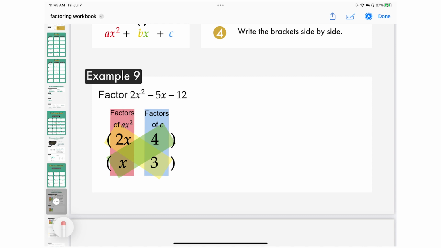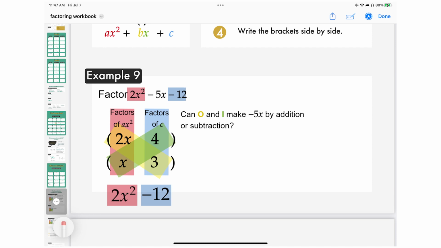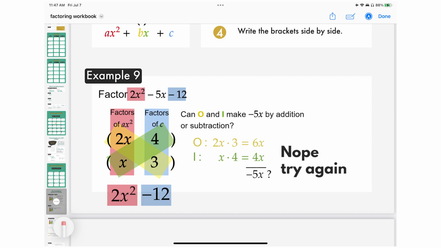So now we see that the F part of FOIL is working out, and so is the L. So what about the O and I? If we multiply the O and I, can they add to negative 5x somehow? We're getting 6x and 4x.